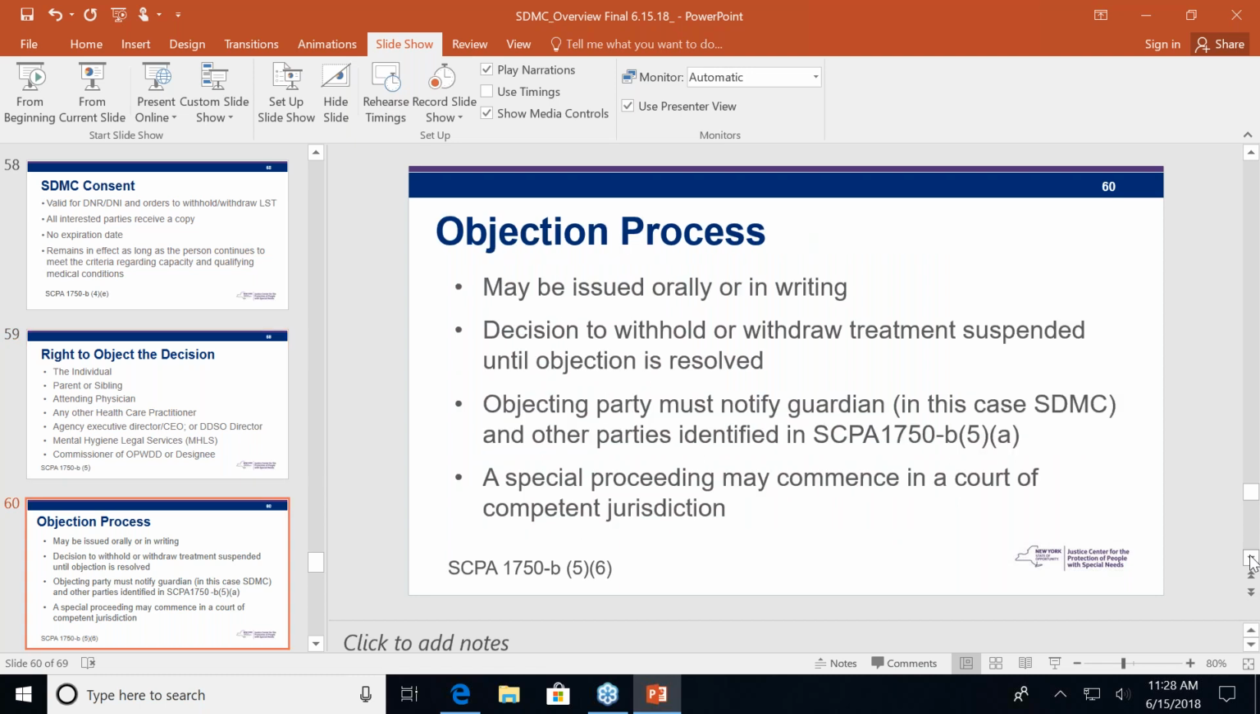The objection process, objections are typically issued in writing, but they could be oral. The decision to withhold or withdraw treatment is suspended until the objection is resolved. And the objecting party must notify the guardian, or in this case, SDMC, and any other parties identified in the Healthcare Decisions Act process. So anybody who received notification of the hearing should be receiving notification of the objection. A special proceeding can commence in a court of competent jurisdiction, and that's in the case of SDMC. If it's a case with a family member, there is something in 1750B that allows the family members to go to mediation. But they're looking for some type of resolution in a very timely manner under the circumstances.